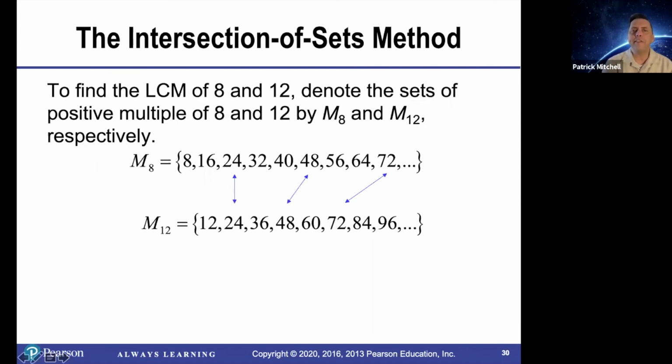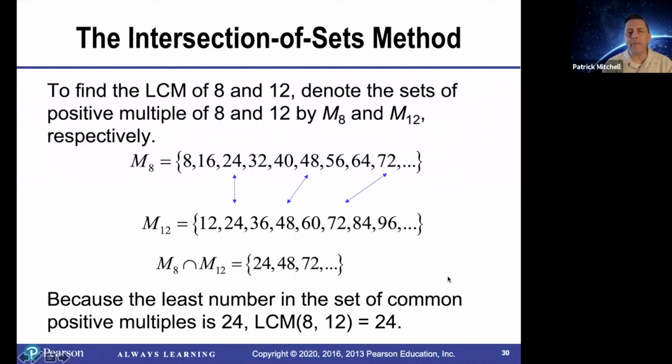To find the LCM of 8 and 12, denote the sets of positive multiples of 8 and 12 by M sub 8 and M sub 12. So here are the multiples of 8, here are the multiples of 12. Some of the numbers they have in common are 24, 48, 72, and the least of those is 24. Therefore, the LCM of 8 and 12 is 24.